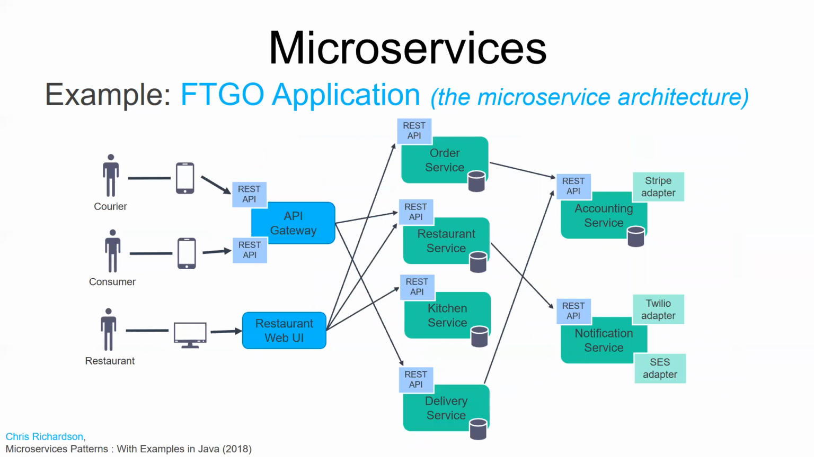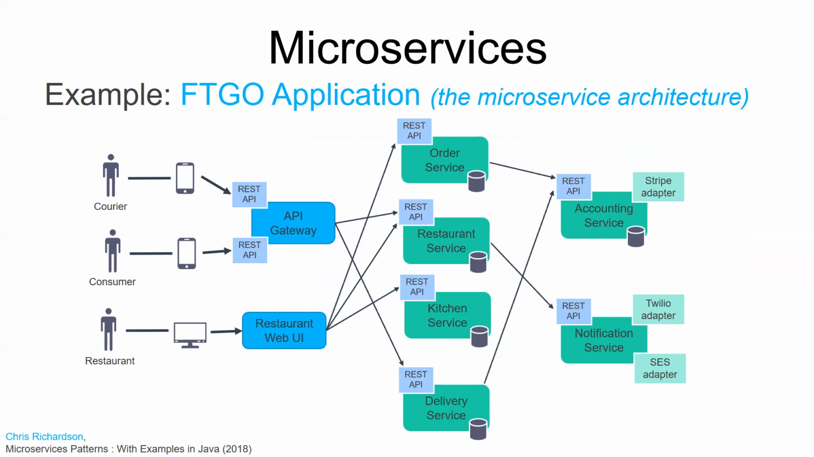A preliminary design of the Food to Go application using the microservice architecture will look like this. The Food to Go application's business logic consists of numerous backend services. Each backend service has a REST API and its own private database.